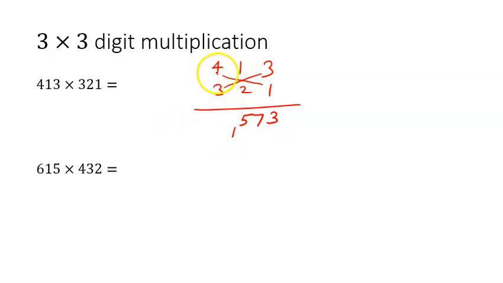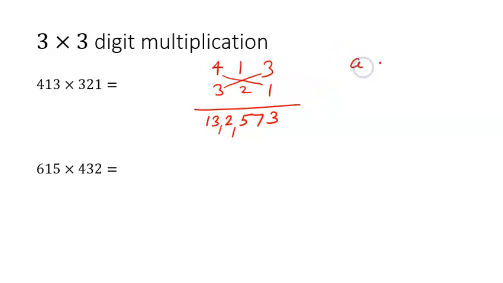Then we proceed like this, 4 into 2 is 8, and plus 3 into 1, so 8 plus 3 is 11, and this 1 is the carryover term, so 11 plus 1 is 12, 2 and 1 is the carryover term. 4 into 3 is 12, and 12 plus 1 is 13. So what we get is 132573. I hope you have got this point.